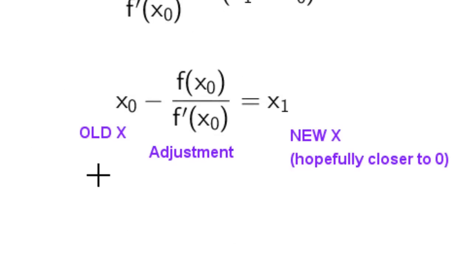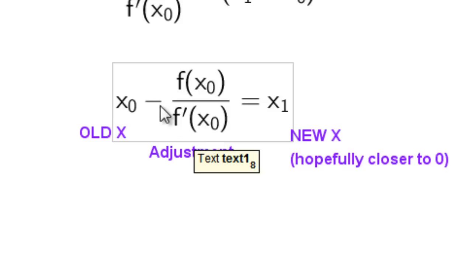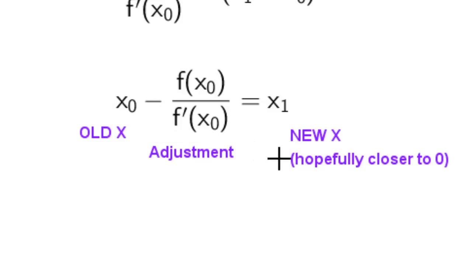So let's give some meaning to each of these terms. What we're doing with Newton's method is we're starting at an old x value, something that's a guess for the 0. And we're adjusting that by linearizing, f of x0 over f prime of x0. Notice there's a negative sign, so it kind of goes backwards. And that value that we get is going to be equal to the new, hopefully closer to 0 value. We're going to call that x1.